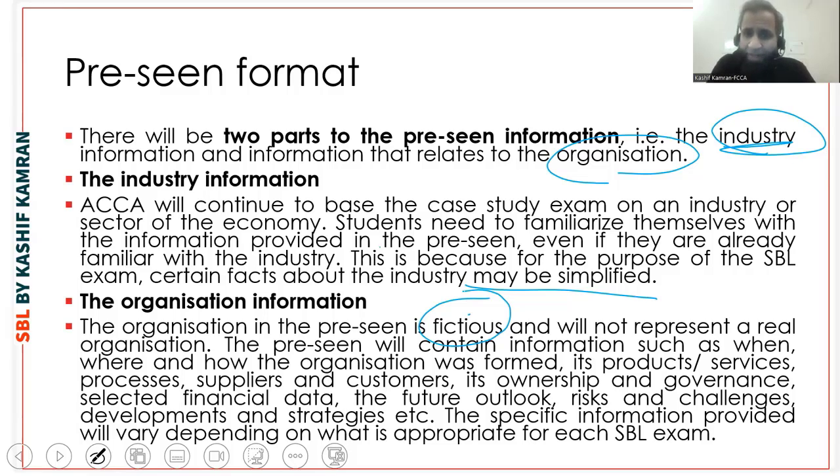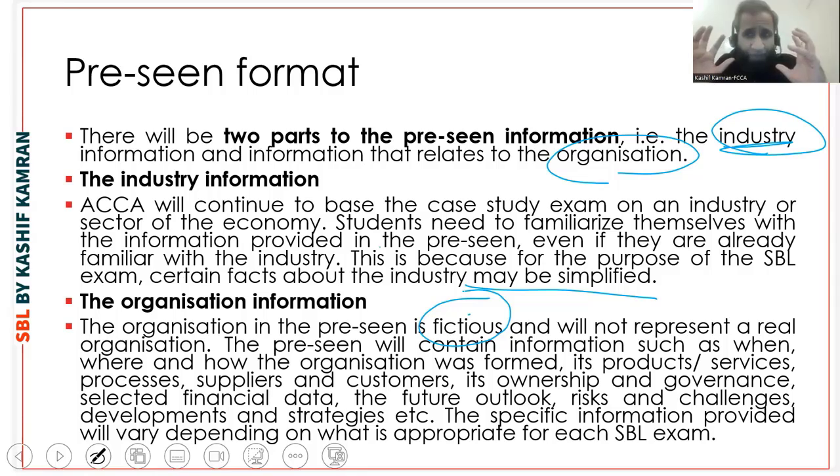The pre-seen will contain information such as when, where, and how the organization was formed, its products and services, processes, suppliers and customers, its ownership, governance, selected financial data, the future outlook, risks and challenges, developments and strategy, and so forth. So they will tell you about organization governance, structure, risk, financial data, when the organization was formed, who the owners are, and who the stakeholders are.